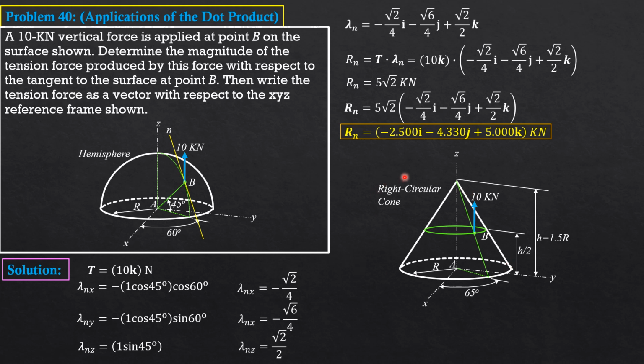Then for your part, this is the figure. We have a right circular cone, and point B is at h over 2, and h is 1.5 of r, the radius of the base. And this angle is 65 degrees, so you have to compute the angle here or this angle, so that you can express the unit vector of the normal, which is along the surface here, this green one, and solve the problem. And show that R sub n in vector form is negative 1.951i minus 4.183j plus 6.923k. So that's it for your part.